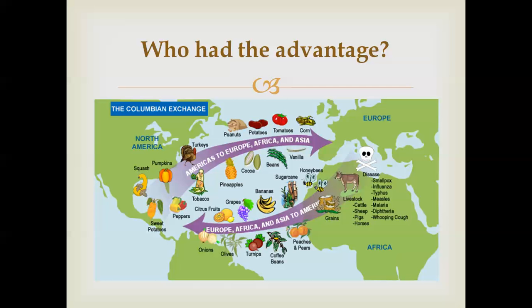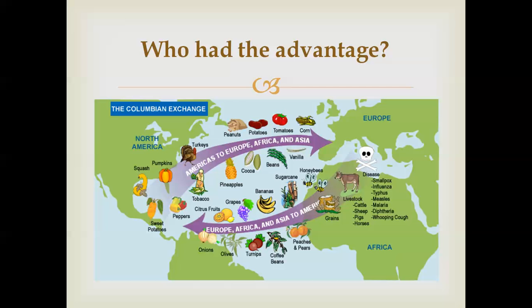You can see here from the diagram that there were a great deal of items that Europeans brought over from Europe, Africa, and Asia. Coffee beans, turnips, olives, onions, citrus fruit, grapes, bananas, sugarcane, honeybees, peaches, grains, livestock, and then the biggie, disease. And disease ends up being the most devastating of the things that the European explorers and colonizers bring with them to the New World.